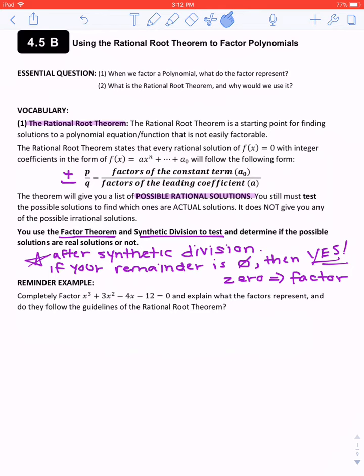Okay, so we're going to just look a little bit right now at the rational root theorem and kind of do some proving of why it's true, all that good stuff. So let's go through some prior knowledge. So just a little reminder example for us.